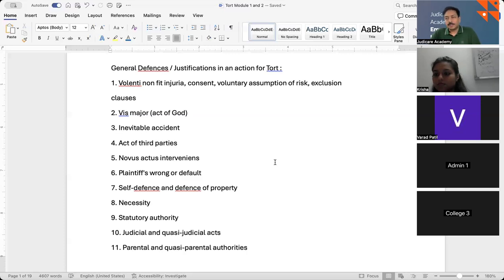And the exclusion clauses. These are the contractual terms that aim to limit or exclude liability. So I'll come and say in certain situations, so and so is the risk, and if this happens, this is an exclusion clause, I'm not liable for that. It must be reasonable and clearly stated to be enforced.